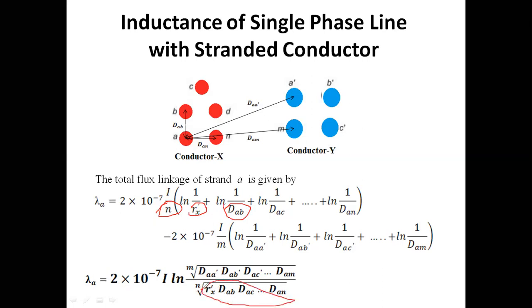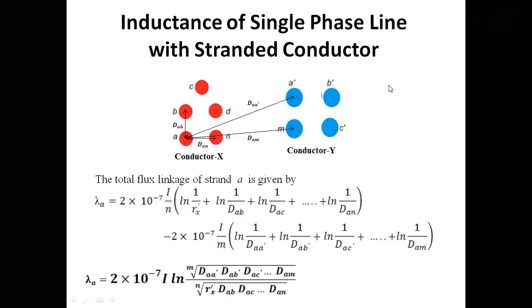So nth root of Rx dash DAB DAC up to DAN. And there is a minus sign and they are in the denominator, so ultimately they will come to the numerator part. Because of this 1 by n, it is mth root of DAA dash DAB dash up to DAN. So this will be the simplified form.